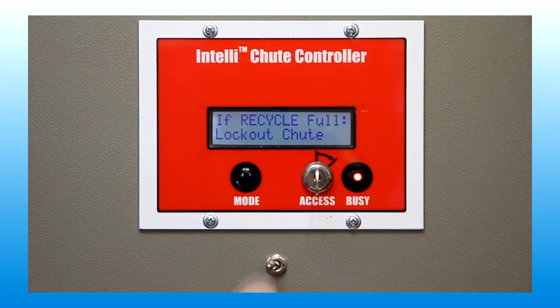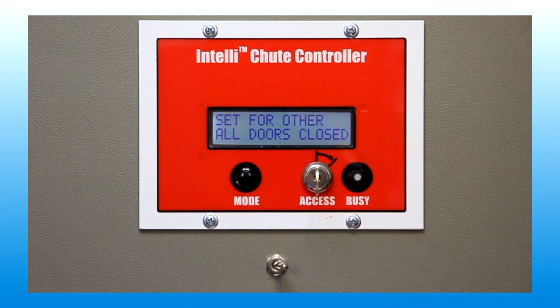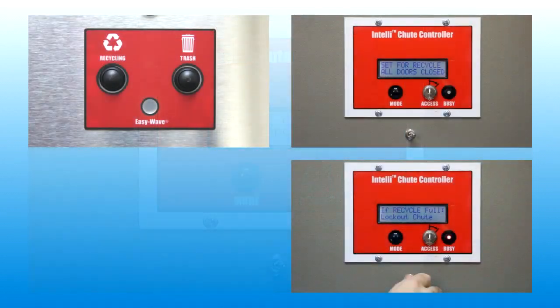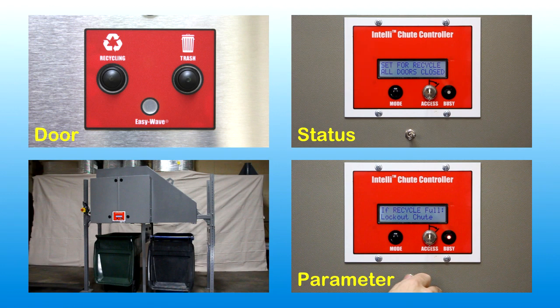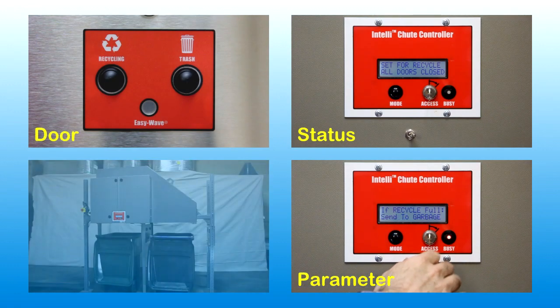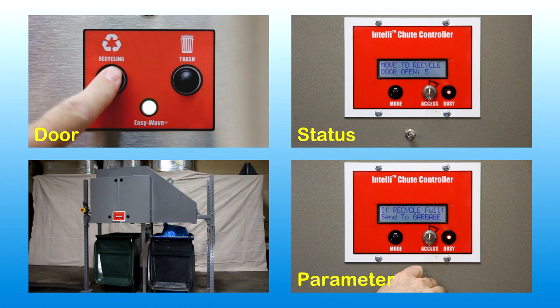The Recycle Full parameter determines how the sorter responds when the cart sensors detect a recycle full condition. With the default option, Lockout Chute, the control system will generate a recycle full alarm message, lock out the chute, and wait for service personnel to replace the recycle container. With the alternative option, Send to Garbage, the control system will generate a recycle full alarm message but does not lock out the chute. All waste, including recycle, will be sent to the garbage side container until service personnel replace the recycle container.